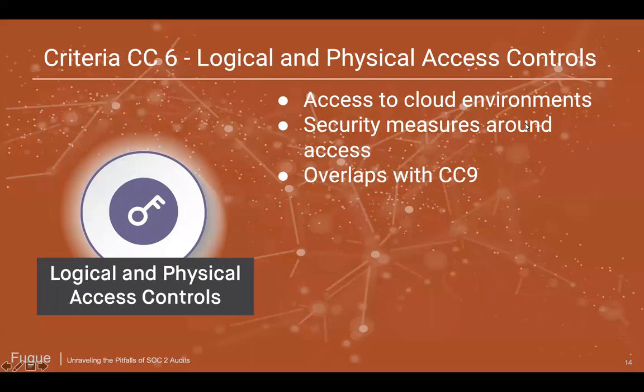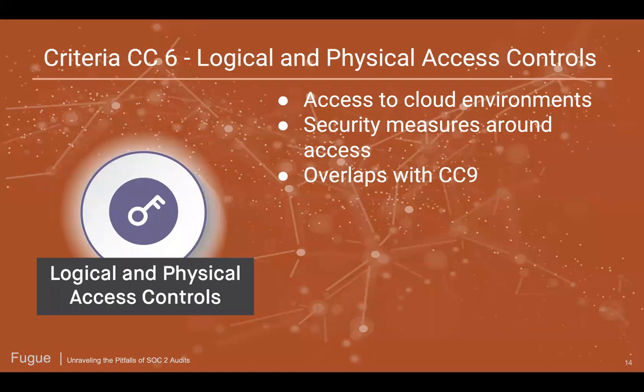The next common criteria I'm going to go over is around logical and physical access controls. This is really concerned about how your organization controls and implements logical and physical access to your cloud environments and what security measures you have in place to detect and prevent unauthorized access. And again, there's a lot of overlap between this common criteria and, I haven't reviewed it yet, but later in this deck, I'll go through common criteria 9, but there's a lot of overlap between those two common criteria controls.